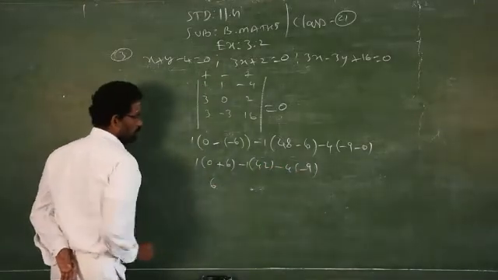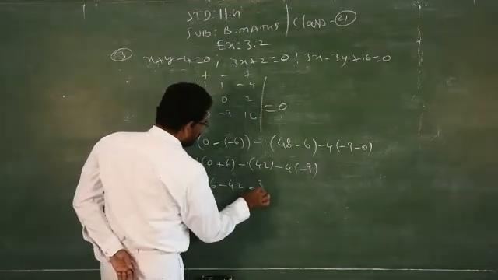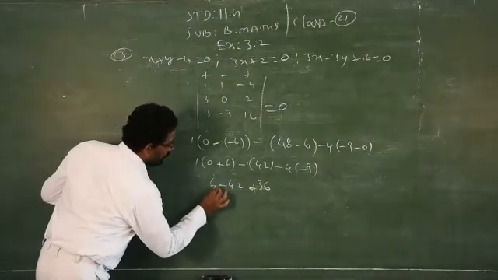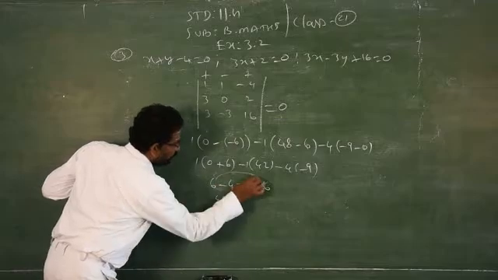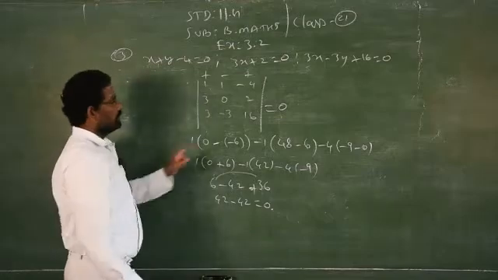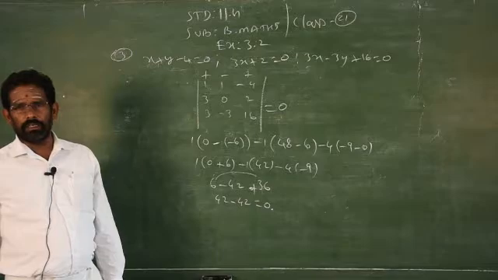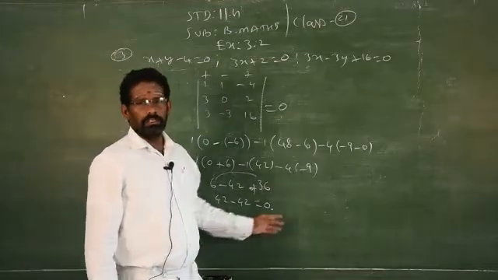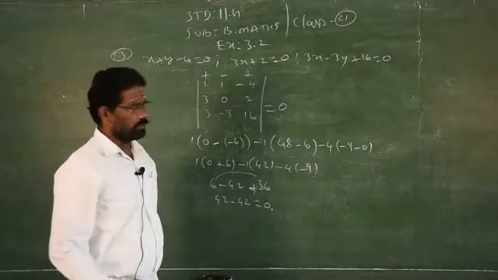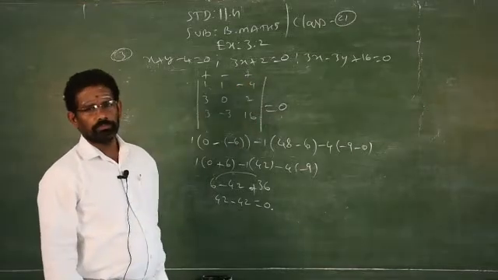So 1 times 6 is 6, minus 42, and 9 4s are 36, that is plus 36. Now you can add: 6 plus 36 gives 42. 42 minus 42 is 0. So hence we proved, therefore, the given lines are said to be concurrent lines. The conclusion is that the given straight lines represent concurrent lines, because the procedure is that the determinant should be equal to 0.